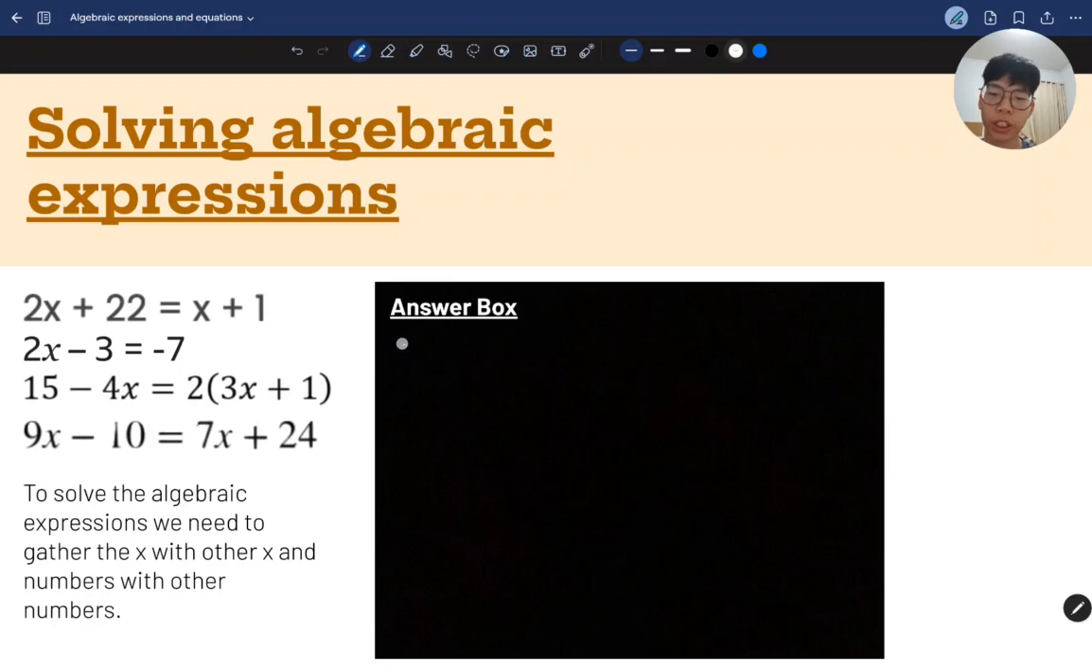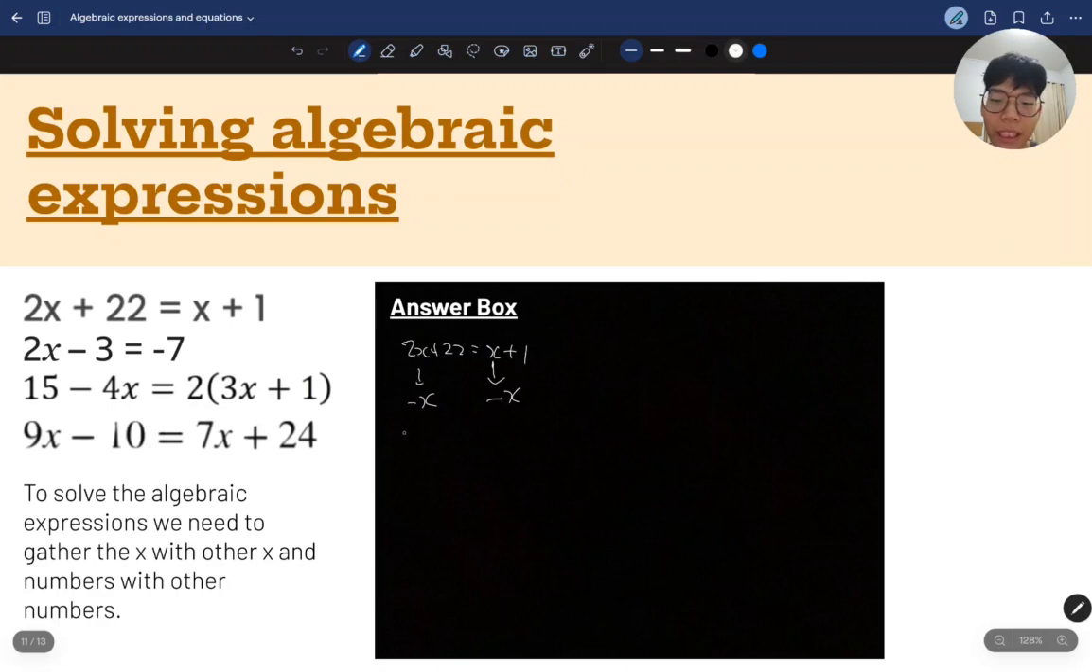So the first question here is 2x plus 22 equals x plus 1. If you want to gather the x together, what do you think we should do? There shouldn't be x on the right side. There should not be this x. So we can do that by doing minus x on both sides. So they are still equal.